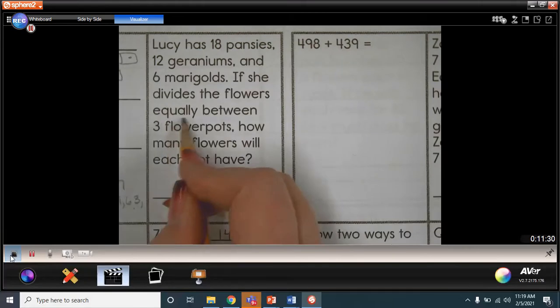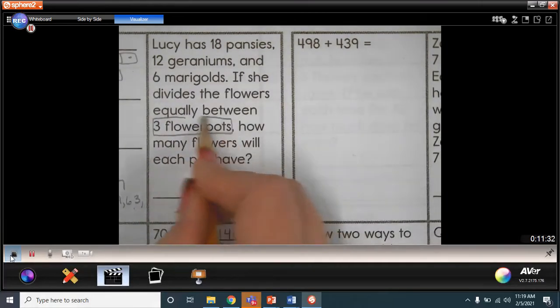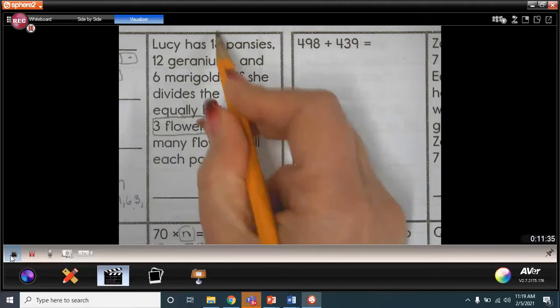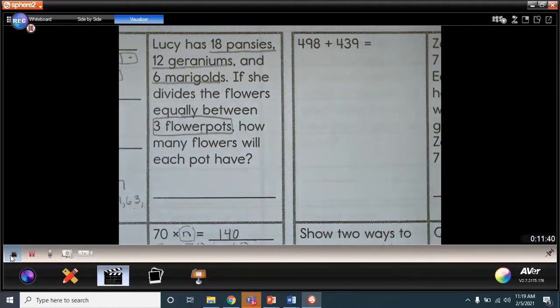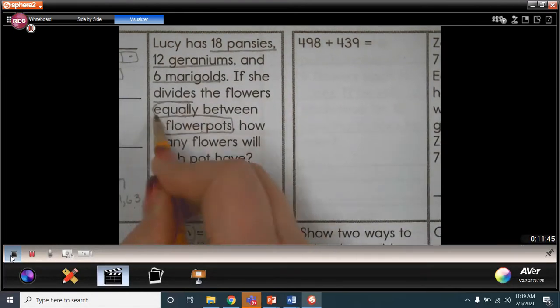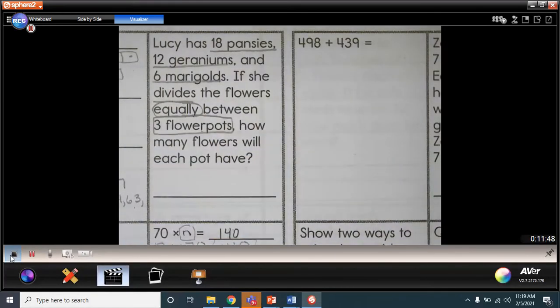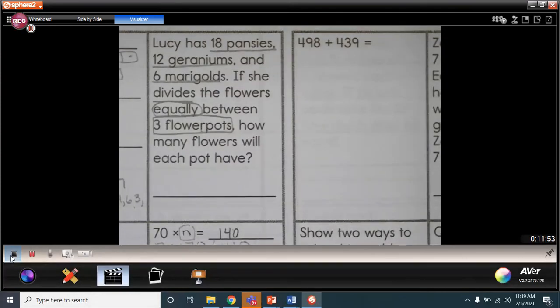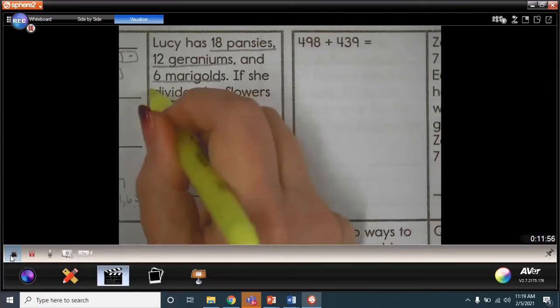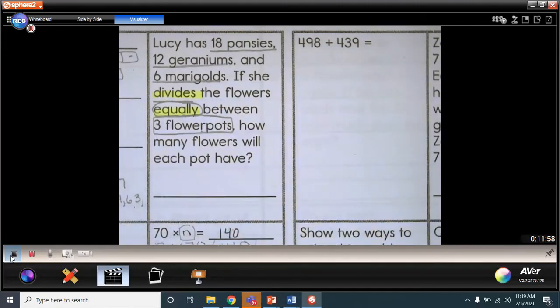So we have some groups here, and we're taking these flowers and we're dividing them equally into the 3 pots, because it tells you divide equally right here. Everybody see that? It says we're going to divide them equally into the 3 flower pots, or share. Remember, the word share is also a clue word to help you understand that we're breaking up the objects into groups. So let's take a look at this.